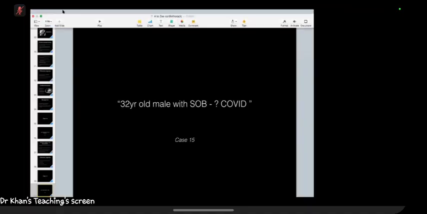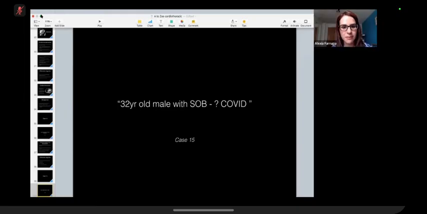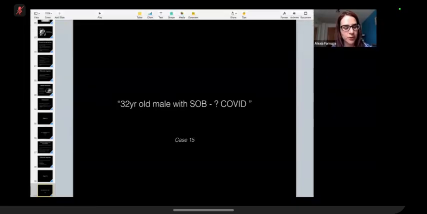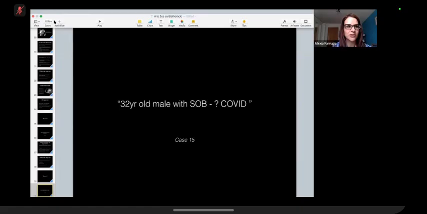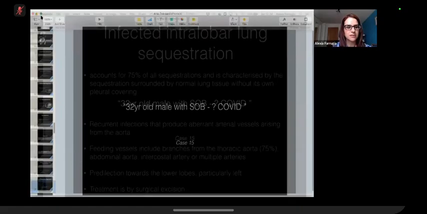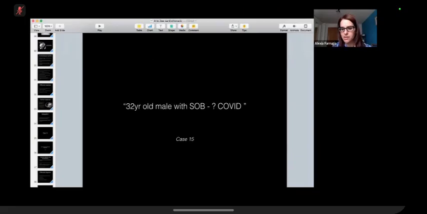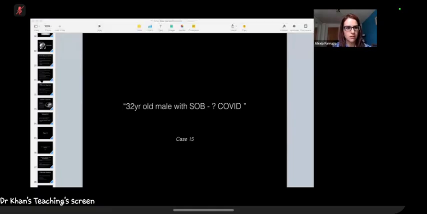Okay. Great. So this is a 32-year-old male with shortness of breath who presented during COVID times. So the question on the request was pre-COVID on his chest x-ray request. So let's bring up your imaging.